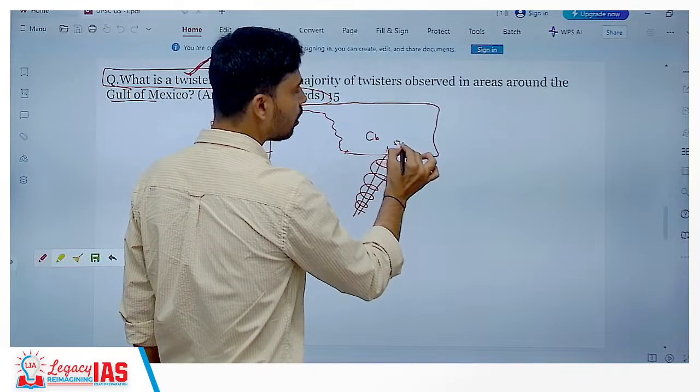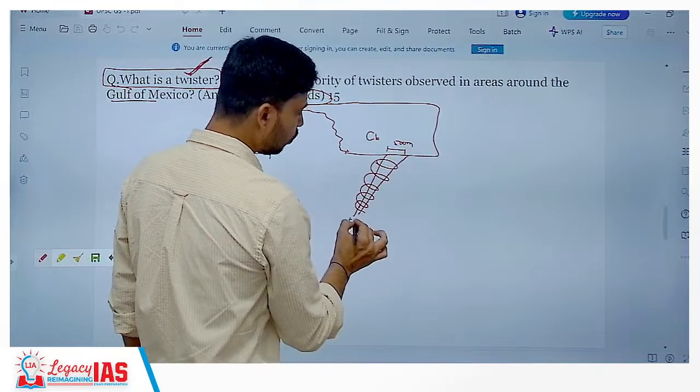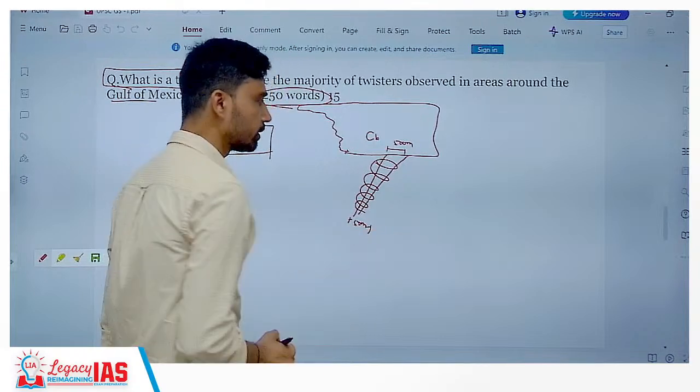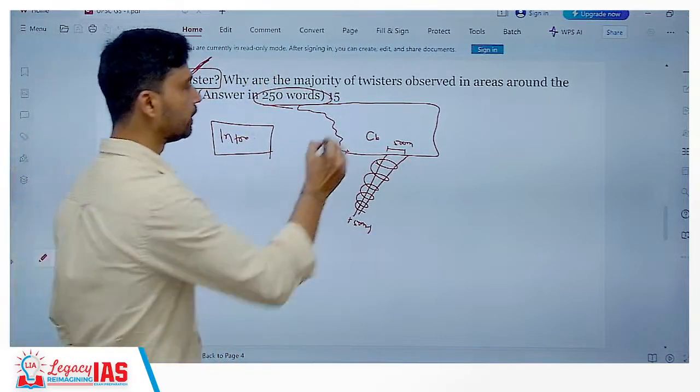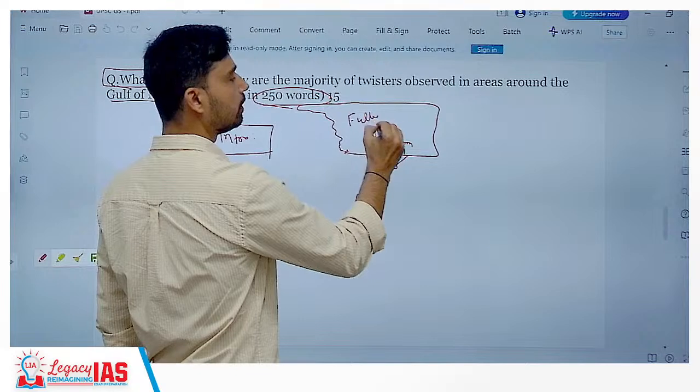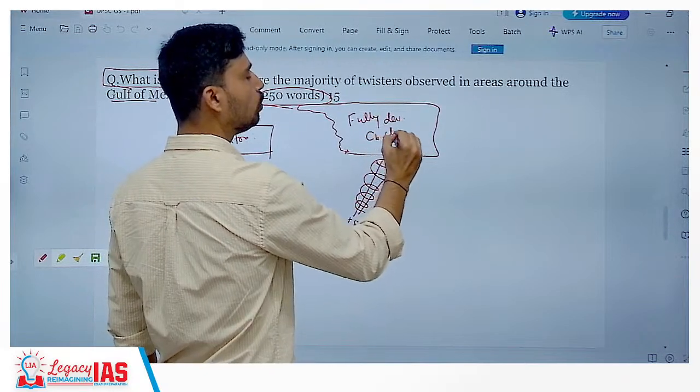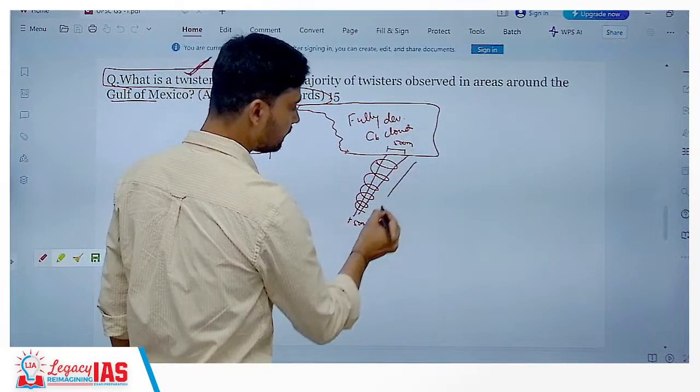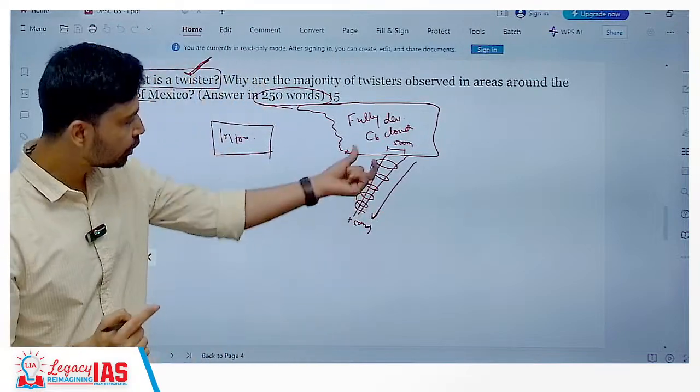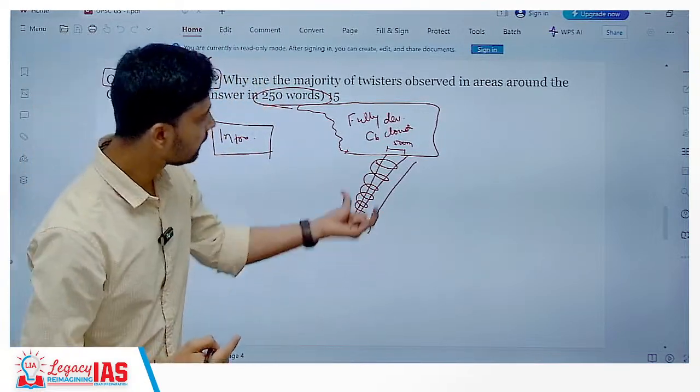The upper part of this column can be around 500 meters, the lower part of this column can be about 50 meters. So that is how we can draw it. This we can write, it is a fully developed cumulonimbus cloud, and this is the descent of wind in a funnel-like shape as you can see from here, and that is how we can describe it.